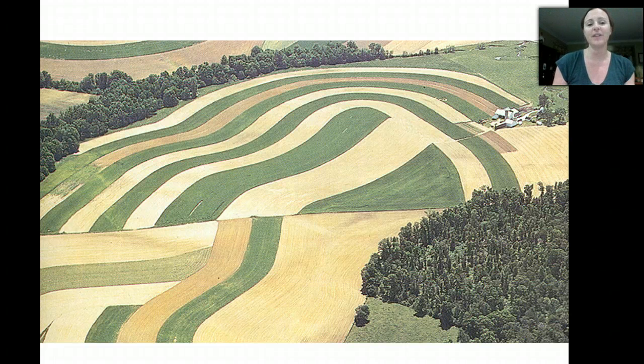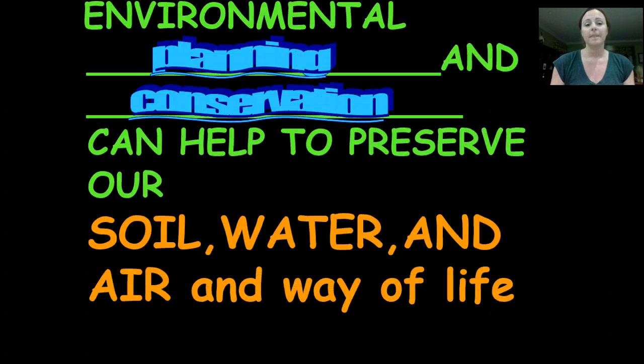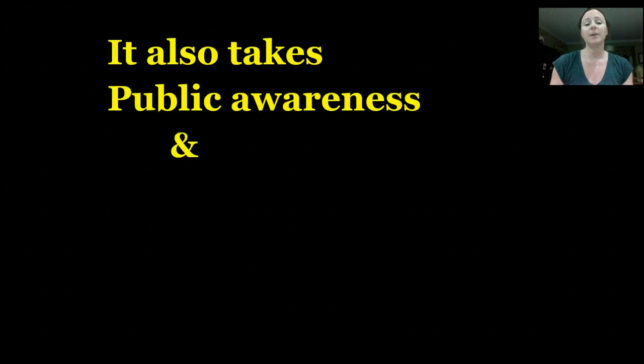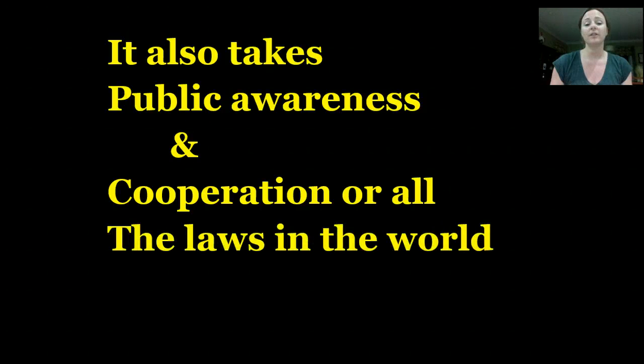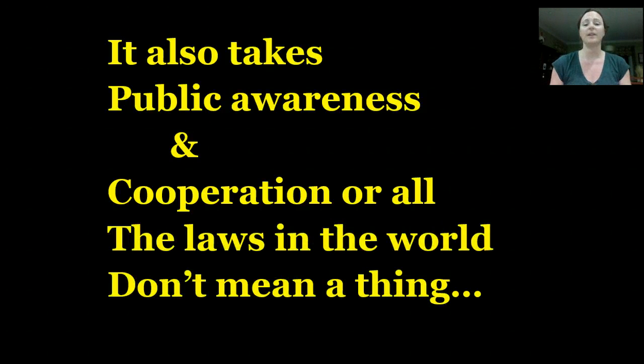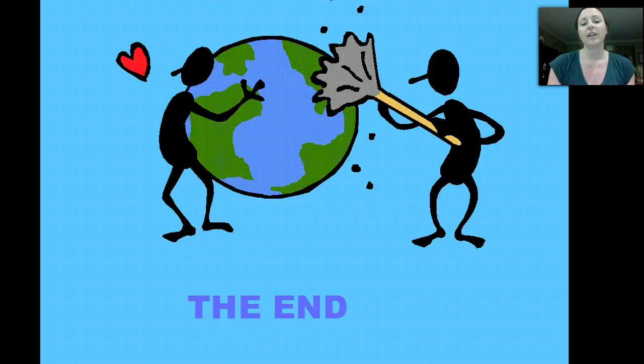Here's another example of how humans have created this interesting landscape, I guess we could call it, through a series of cutouts for agricultural reasons. Environmental planning and conservation can help and preserve our soil, our water, and our air, and our way of life. It also takes public awareness and cooperation, or all the laws in the world don't mean a thing. And we're going to end our landscape development discussion with this picture of us taking care of it in this way.